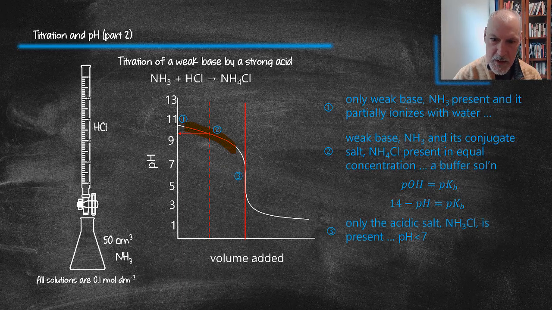Again at the equivalence point, all we have present is our ammonium chloride, and that is going to be a somewhat acidic salt, giving us a pH at the equivalence point in the region below 7. And finally, in our last region, we have only the acidic salt and our excess strong acid, so we'll approach a pH of 1.